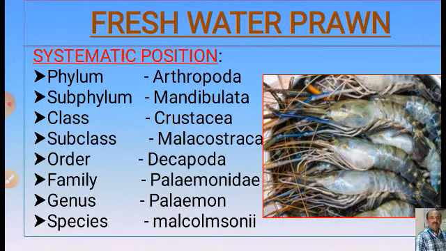And family Palaemonidae, and its scientific name is Palaemon malcolmsonii. That is, genus is Palaemon and species is malcolmsonii. Otherwise, it is also called Macrobrachium malcolmsonii. Its common name is freshwater prawn.